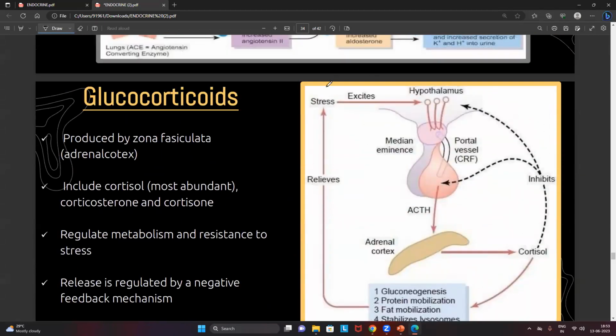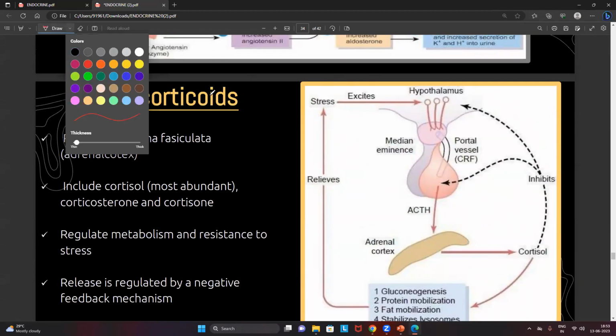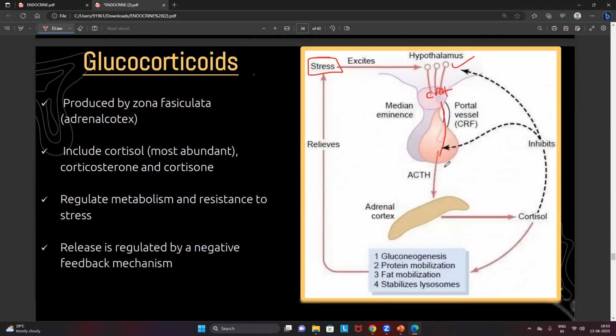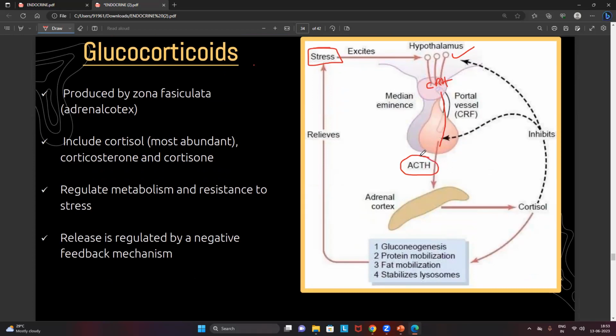Now all the students listen. Once again, I am explaining the same slide in a little more elaborate way. What's the condition, friends? The condition is stress. The moment we are under the stress condition, the neurosecretory cells present in the hypothalamus get activated and immediately release the corticotropin releasing hormone through the portal vessel. It reaches the anterior pituitary, and activates the anterior pituitary gland to release the adrenocorticotropin hormone. The adrenocorticotropin hormone acts on the adrenal cortex, which immediately releases the cortisol.